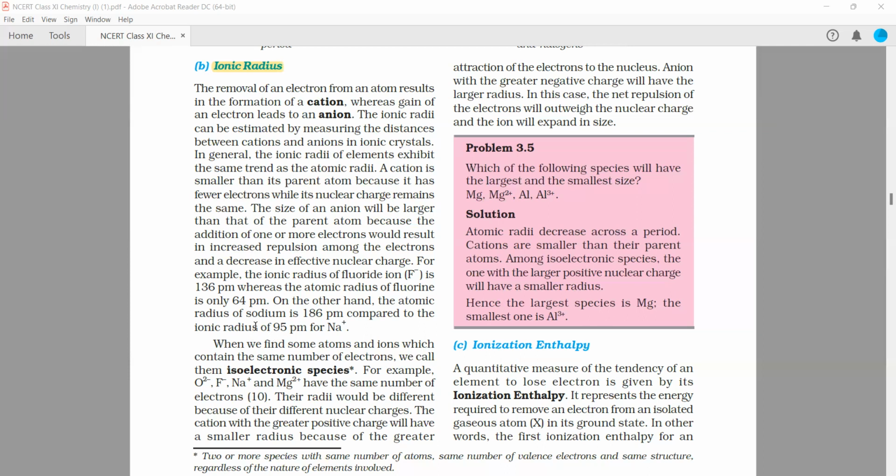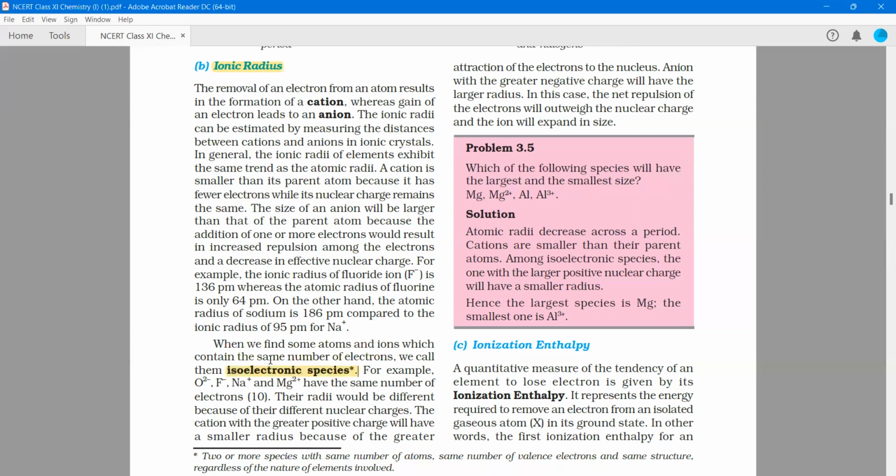For example, the radius of sodium is 186 pm, and its Na positive ion will obviously be smaller, at 95 pm. So that is the bigger one. When we find atoms and ions which contain the same number of electrons, there is a term for them. They are called isoelectronic species. All the species that have the same number of electrons in them are known as isoelectronic species. For example, O2 negative, F minus, Na positive, Mg2 positive.